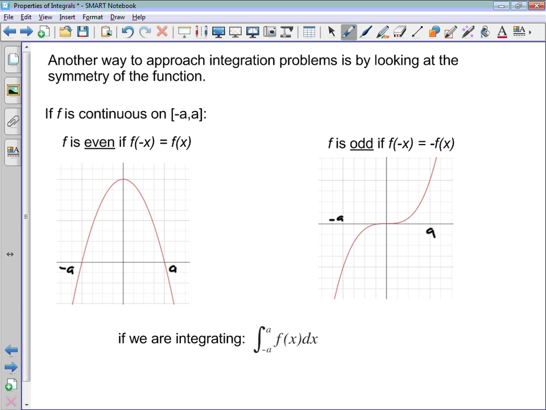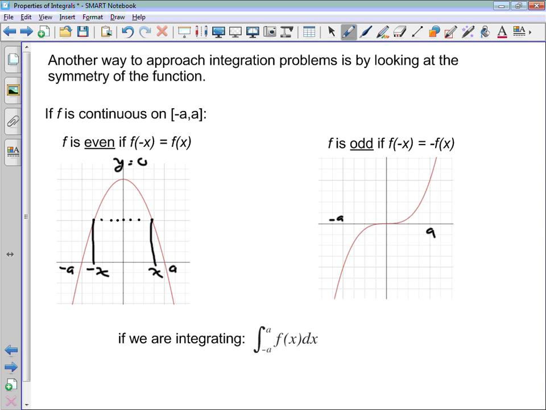A function is said to be even if f at negative x equals f at x. So at this point here, let's say we take a random point here, like here. We'll call this x. This is minus x. It's the same distance from 0. We notice that the values of our function are exactly the same. Okay? So this function is even because it's symmetric about this line y equals 0.